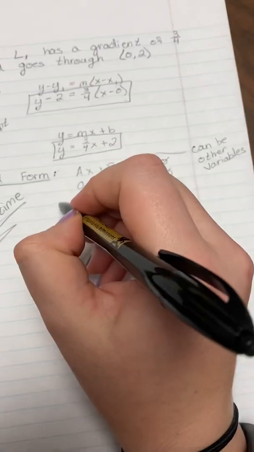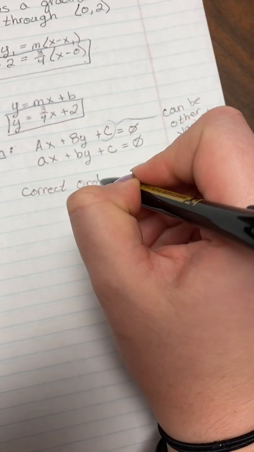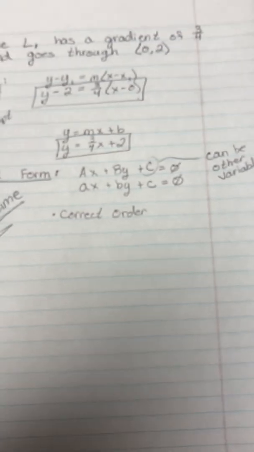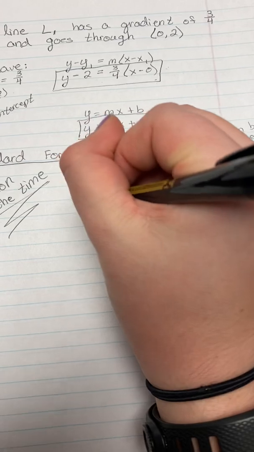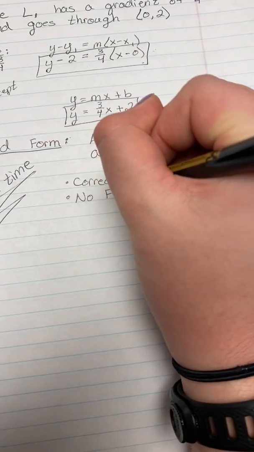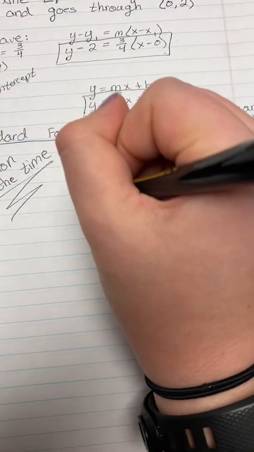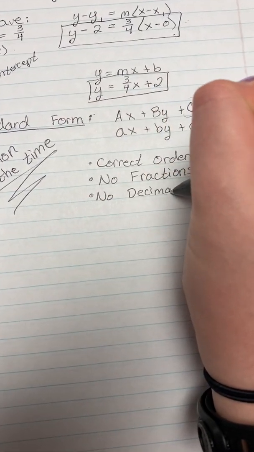First thing is it has to be in the correct order, which is this order. Ax plus By plus C equals 0. Must be in this order completely. No ifs, ands, or buts. The second thing, no fractions are allowed. Third, no decimals are allowed.